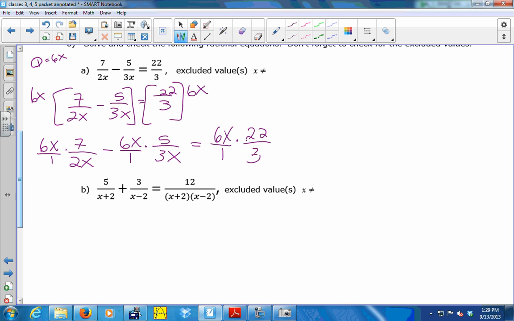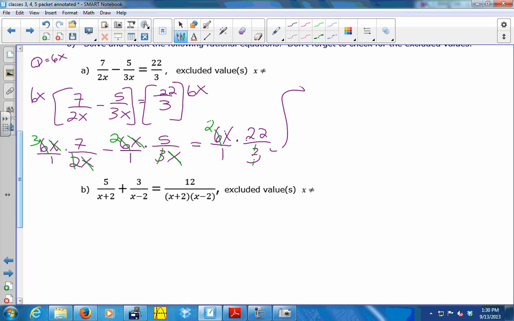All right, so I have 6x over 1 times 7 over 2x. So I have an x on the top, an x on the bottom. Those cancel. And the 6 over 2, that would reduce to what? 3. So the 2 goes into 2 once and goes into 6 3 times. And that's the best I can do for reducing there. And then the next term, I have an x on the top and x on the bottom, and those cancel. The 6 over the 3 reduces to 2. Yep. And then on the right-hand side, just the 6 over the 3 reduces.